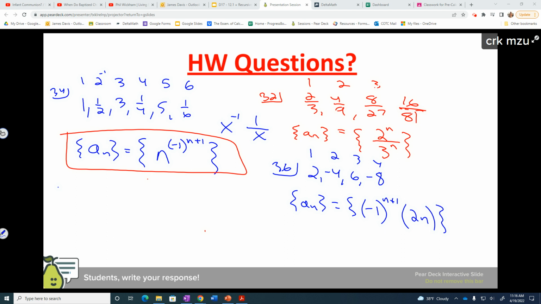Did you forget the parentheses? Alright, so those are the hard ones. It's a good brain challenging problems.